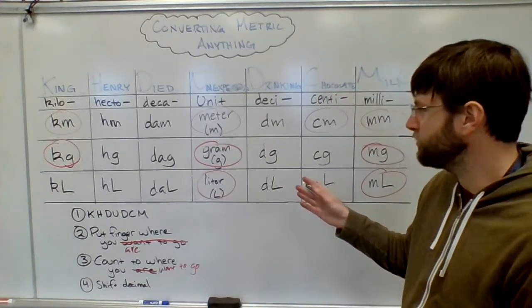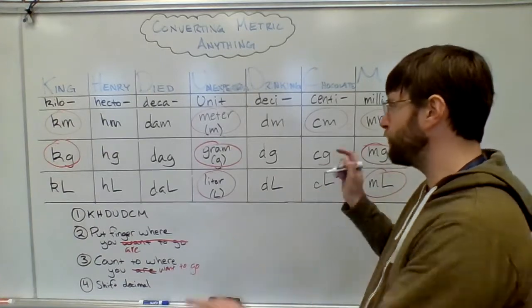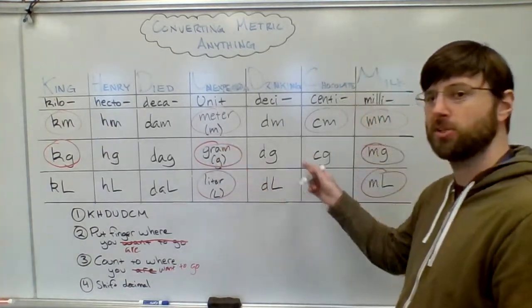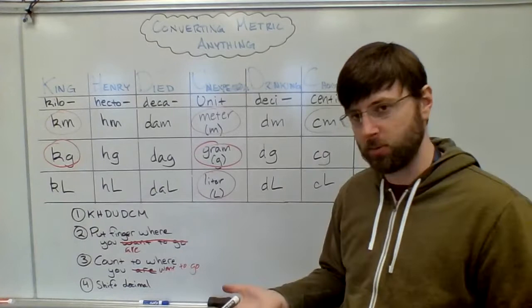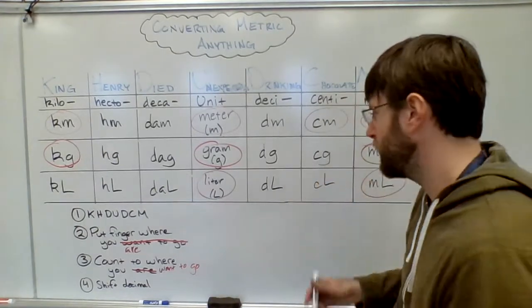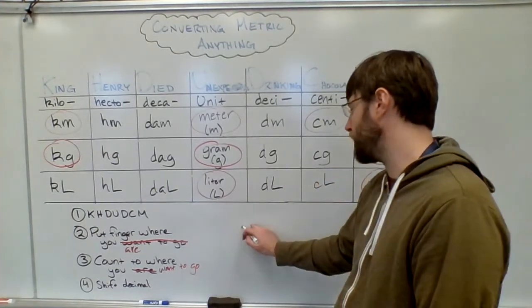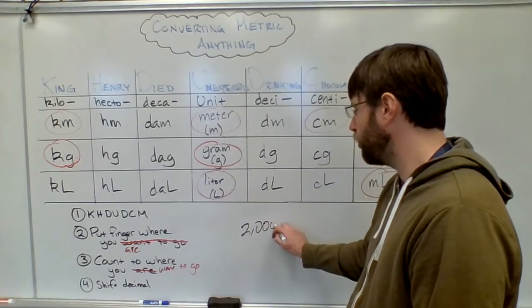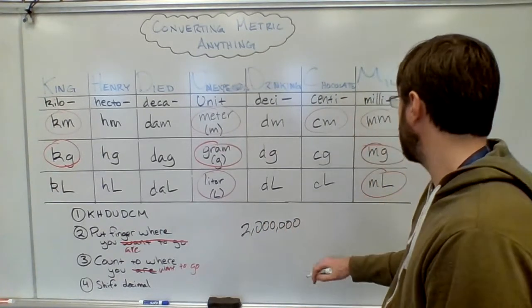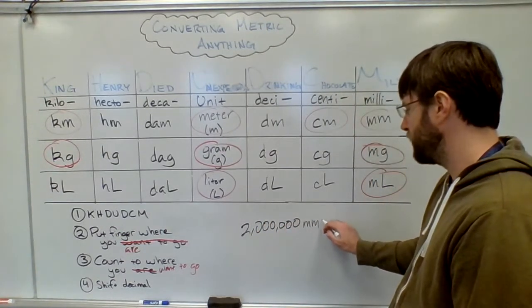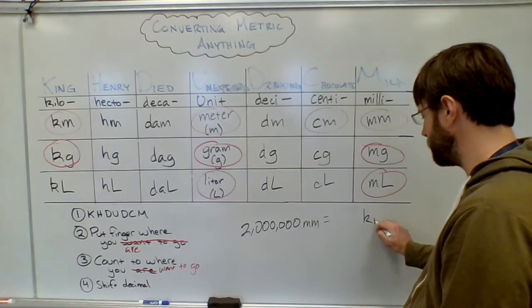So let's do another one. We did one where we started with grams and then went to a smaller unit. Let's imagine we're starting with a smaller unit and going to a larger unit. Let's say that we're starting with just a cool 2 million millimeters. And I want to know how many kilometers that is.